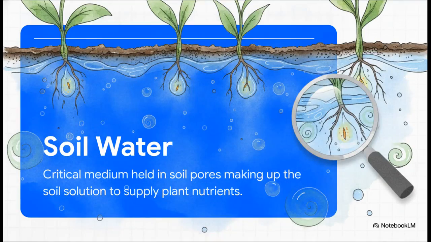Moving into the pore spaces, we find soil water. It's held in there with varying degrees of tenacity depending on the pore size, and it forms what scientists call the soil solution alongside its soluble constituents. This is a critical medium. It supplies nutrients directly to growing plants, while simultaneously controlling the energy balance of the soil and regulating gaseous exchange.